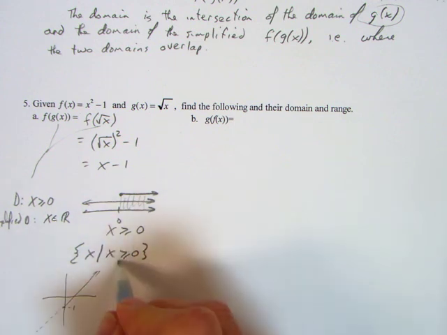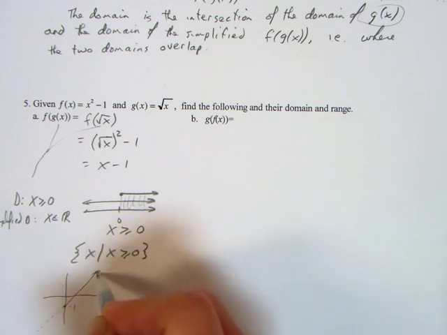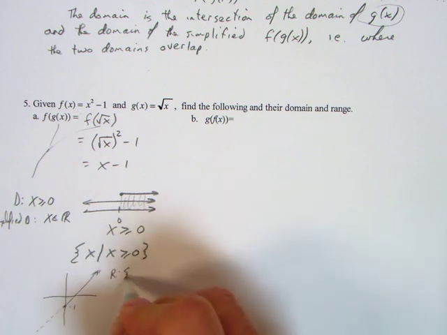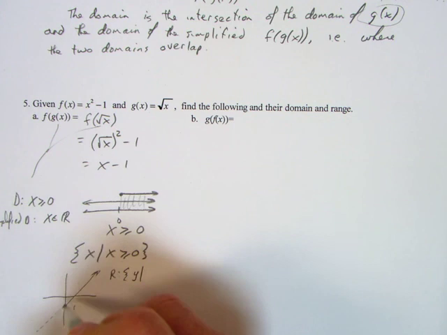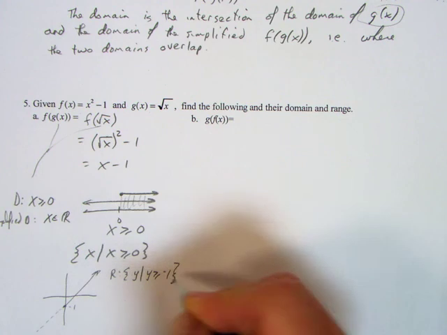Why am I going to do it dotted? Because the only place I care about, just like when we were talking about piecewise functions, is from the y-axis on, from x equals 0 on. So my range is going to be, well, what are those y values? Those y values start at negative 1 and they go up forever. So y is greater than or equal to negative 1.